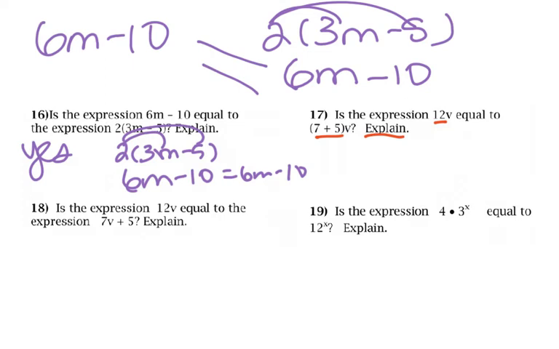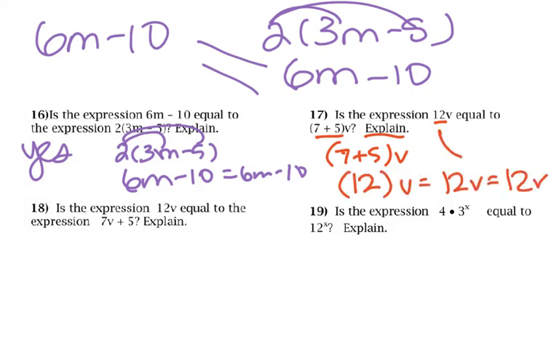Okay, number 17, it says, is the expression 12v equal to 7 plus 5 in parentheses times v? So let's take a look at what we can do. We can take the 7 plus 5, let me write that down here. So 7 plus 5 times v, order of operations says do what's inside the parentheses. So I'm going to say 12 times v. That's 12v. And that's equal to 12v from up there. So that's my explanation, and I'm going to say yes.